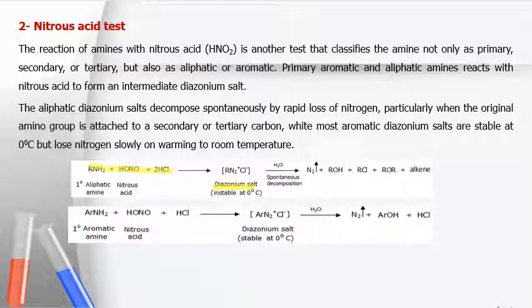alkene. With the aromatic amines, this is a representation of any aromatic amine. For instance, we could use aniline with nitrous acid in the presence of hydrochloric acid, the same as the previous one. It would give us diazonium salt as well. It's stable at 0 Celsius. With water, it will produce nitrogen gas and alcohol plus hydrochloric acid. So these two equations represent the reaction of aliphatic and aromatic amines with the nitrous acid test.